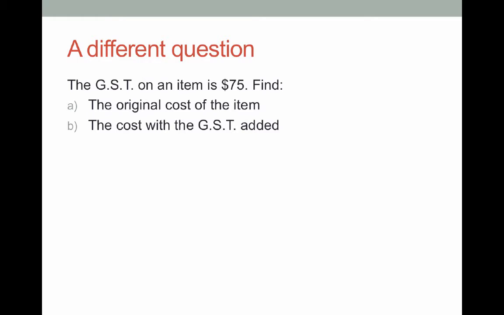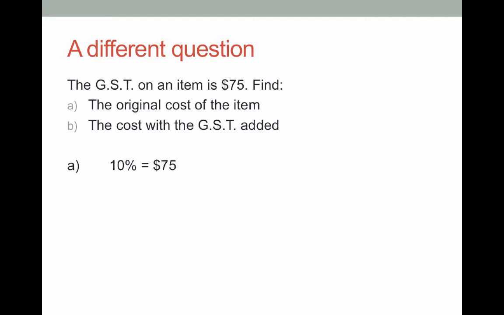Let's say I give you the GST of an item. So the GST of an item is, say, $75. We want to find the original cost of the item and what the cost of the item would be with the GST added on. That $75 represents 10%. The original cost of the item would be 100%.